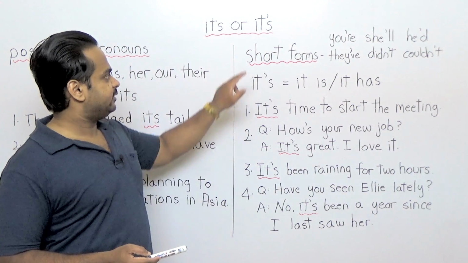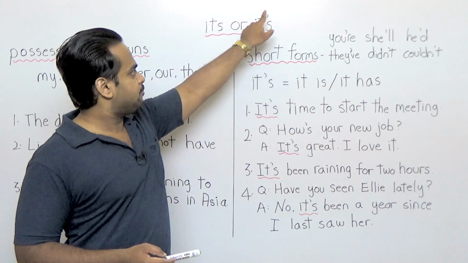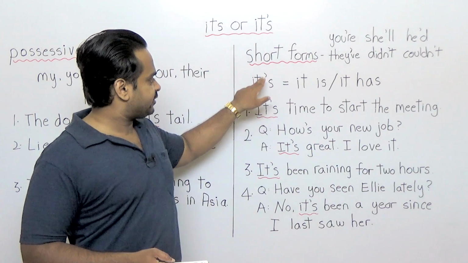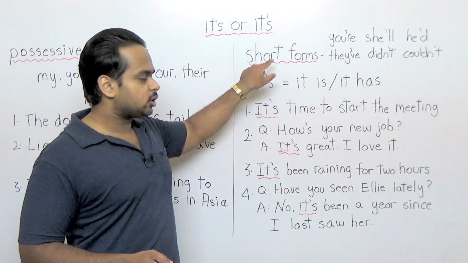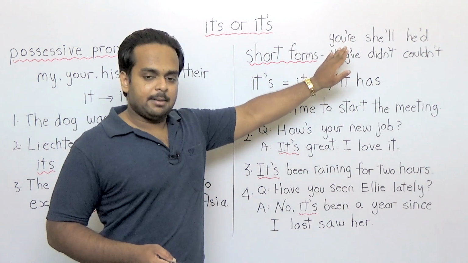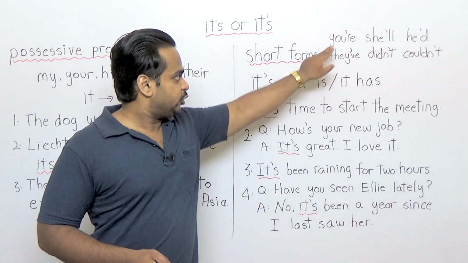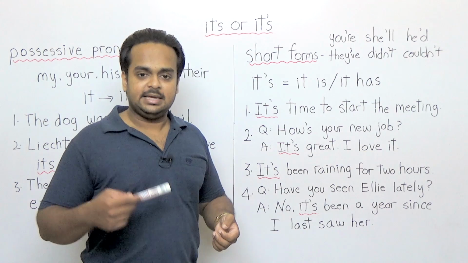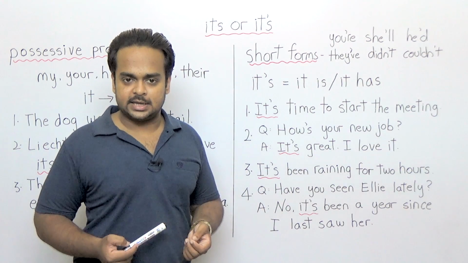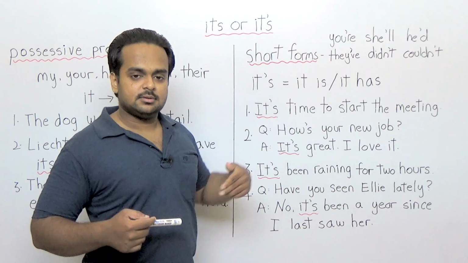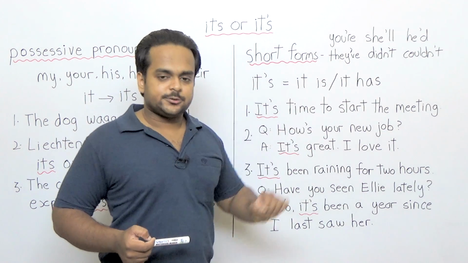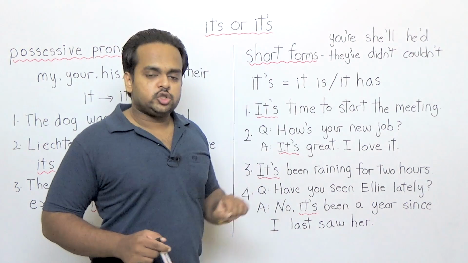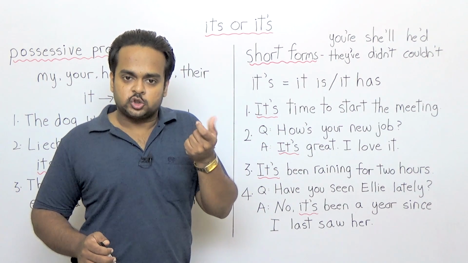So let's start with it's with an apostrophe. This mark is called an apostrophe. So when you have it's with an apostrophe, what you have is a short form. And these are all some examples of short forms in English. Your is you are. She'll is she will. He'd can be he would or he had, depending on the sentence. They've is they have. And didn't and couldn't are did not and could not. The apostrophe in these words shows that some other word has been shortened.